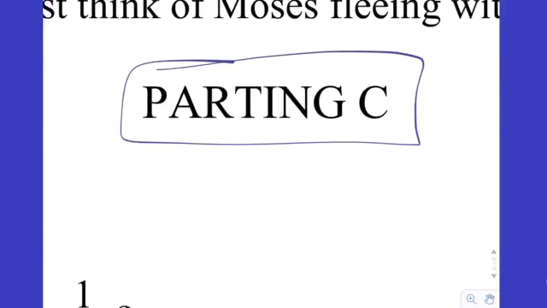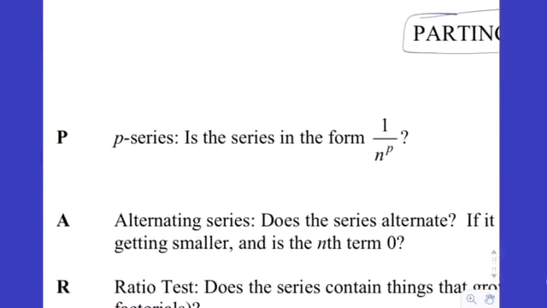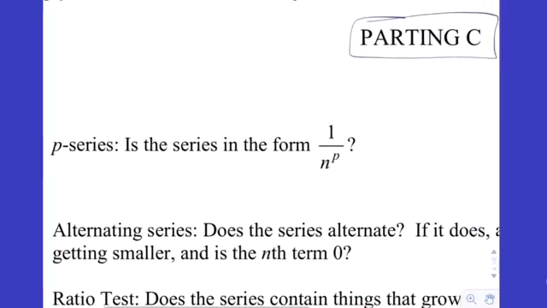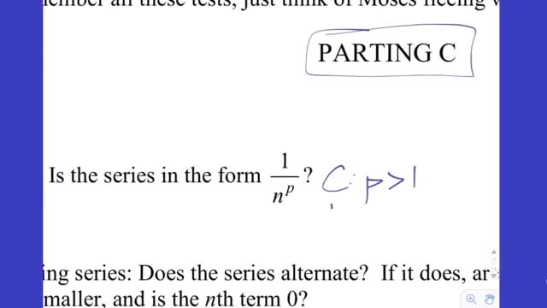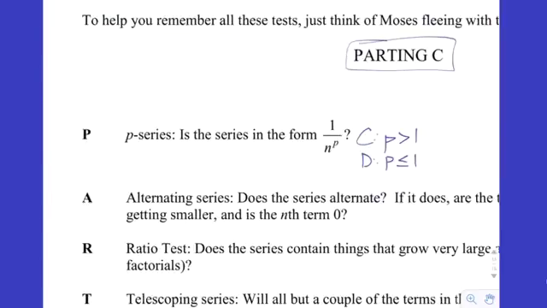P is the P series. Is it in the form 1 over n to the P? Remember, to converge, P has to be greater than 1. If it's less than or equal to 1, it diverges. And of course, when it's equal to 1, it's the harmonic series.